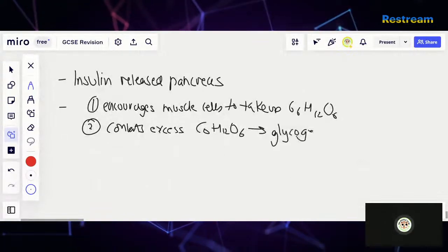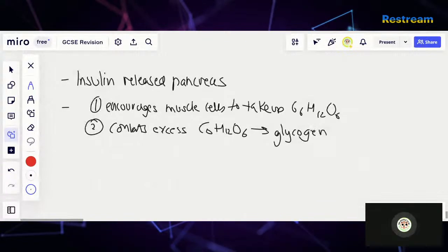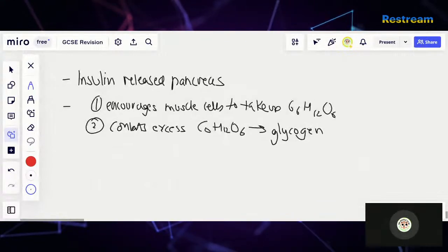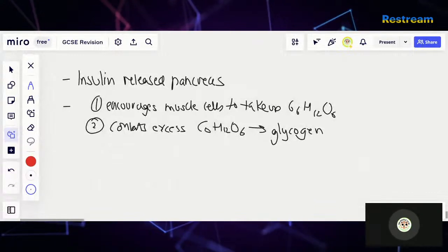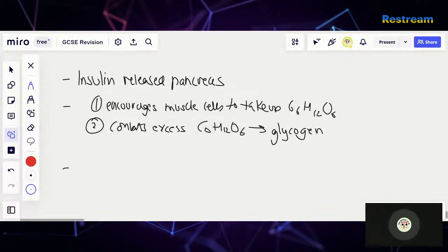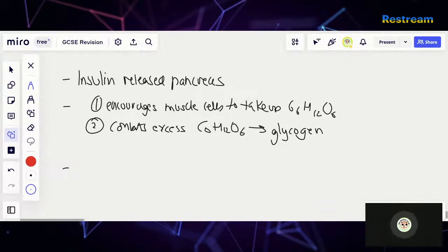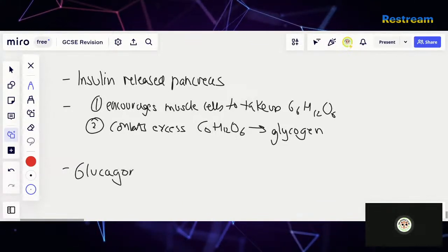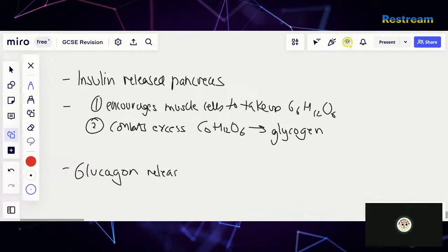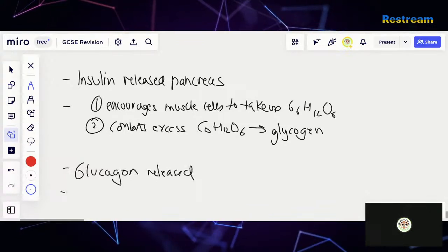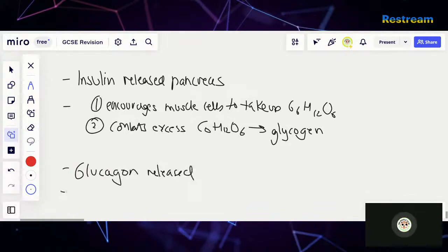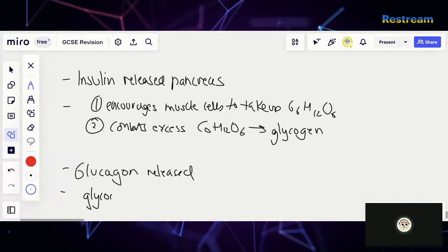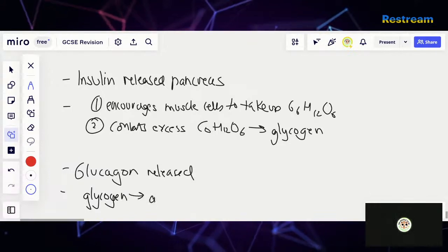Now, this is a negative feedback loop, which means that the blood glucose levels can also be too low, and there might be too little glucose. So when there's too little glucose, what happens is the hormone glucagon is released by the pancreas, and what it does is it encourages the glycogen to convert back into glucose.